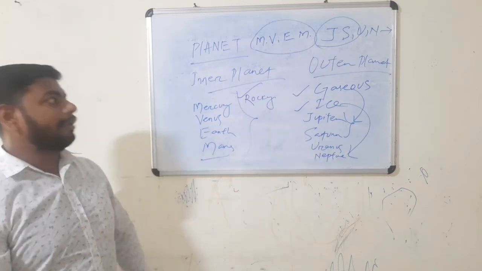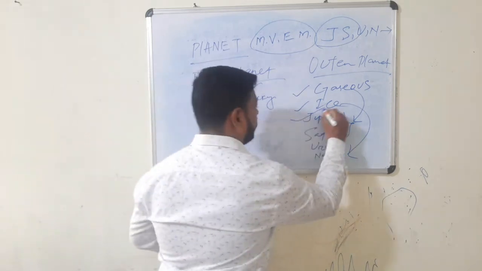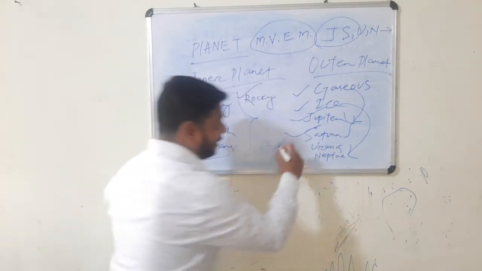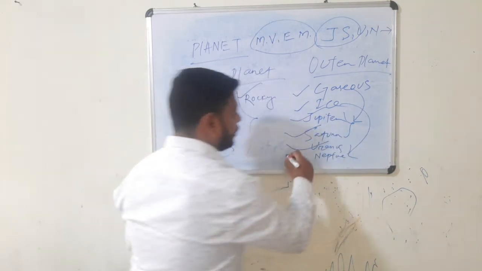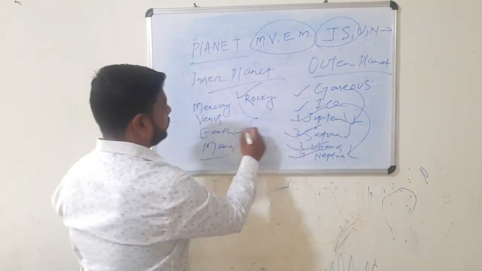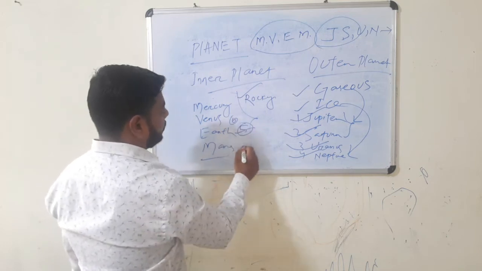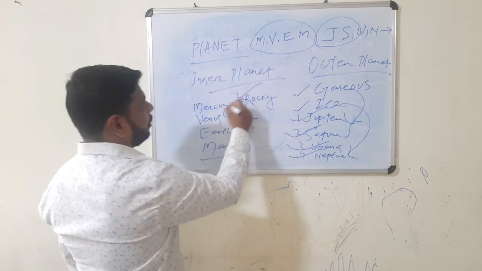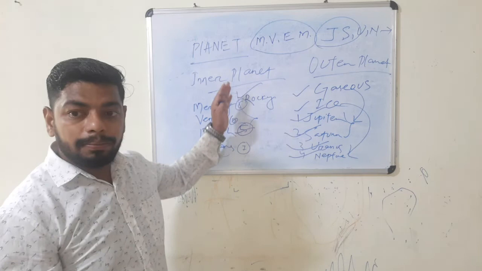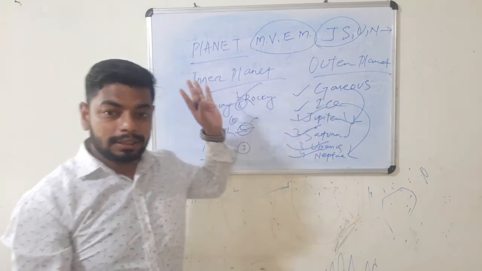In fact, the largest planet in our solar system is Jupiter. Second largest is Saturn. Third largest is Uranus. Fourth largest is Neptune. Fifth is Earth. Sixth is Venus. Mars is the seventh, and Mercury is the eighth in terms of size. So inner planets are made up of rock, outer planets are made up of both gas and ice.